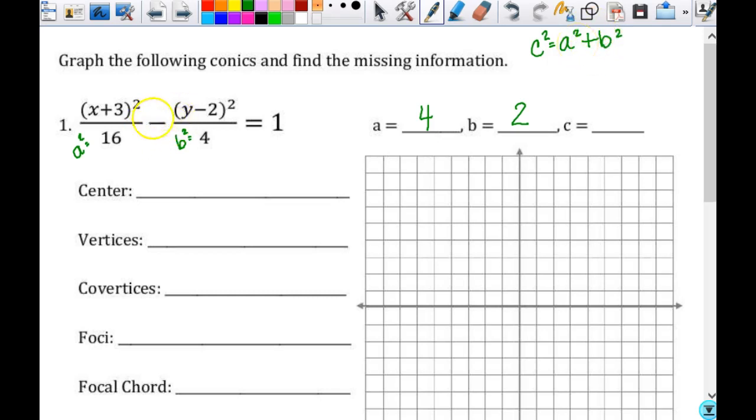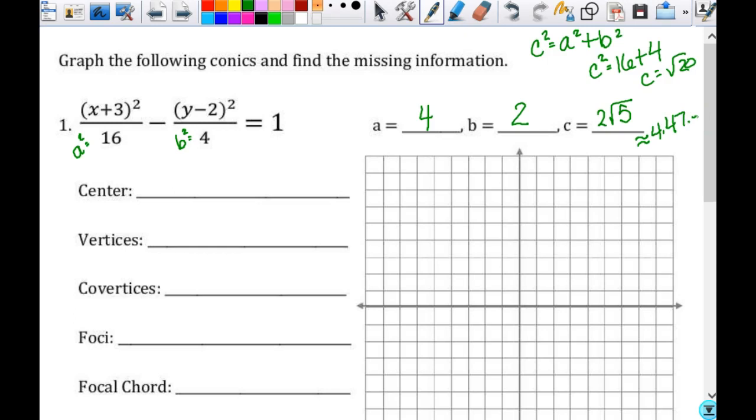So for ellipse, this was plus, which means it's minus over there. And for this, it's minus, which means this is plus right here. So that gives me C squared is equal to 16 plus 4. So C is the square root of 20, which is 2 square root of 5. And that is about 4.47, yeah. So this is the actual number I use, but I need to know that that's about 4.47 just for graphing purposes. Okay.